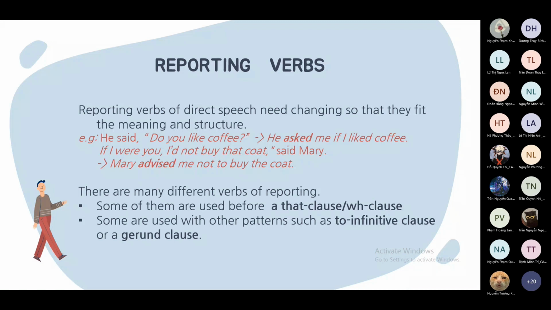So these are very common reporting verbs that you should learn by heart and remember clearly so that you can do well on the test.